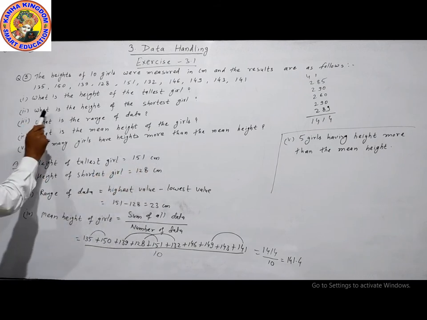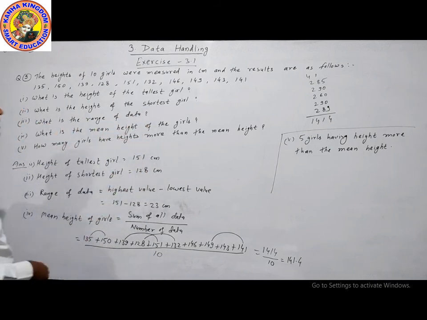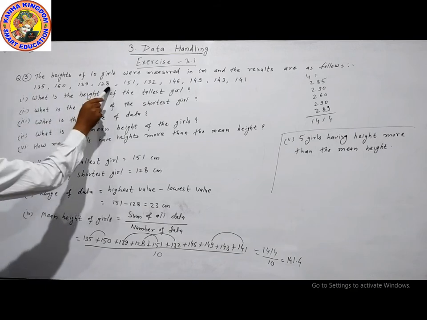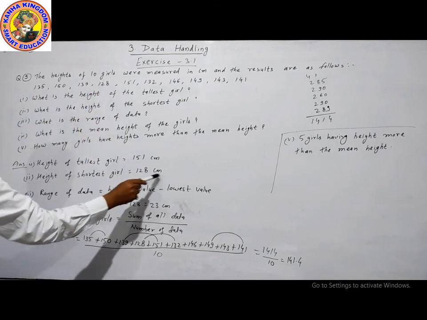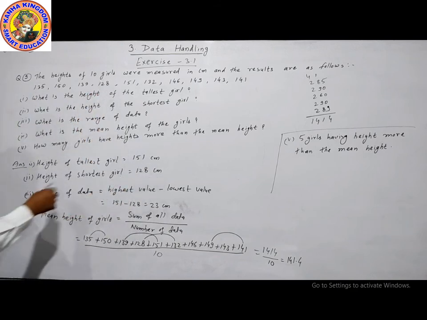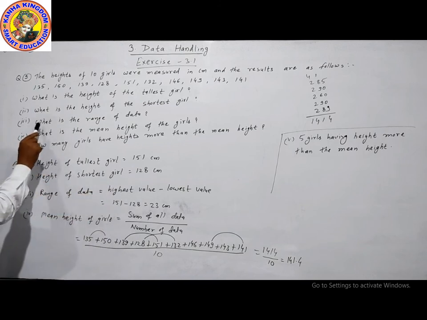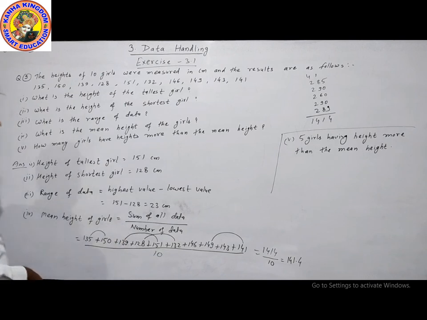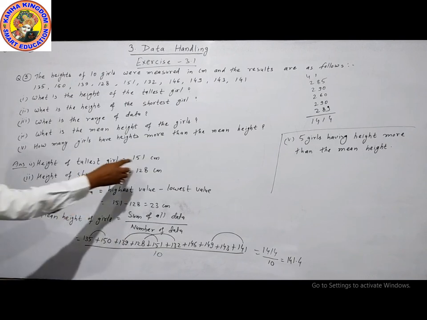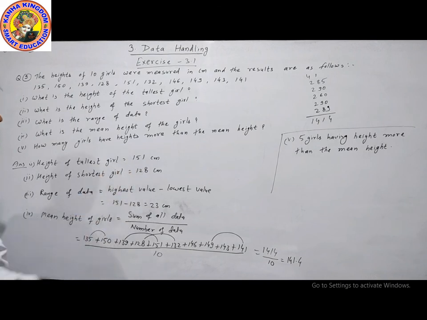Question number 2. What is the height of the shortest girl? The shortest girl's height is 128 centimeter. Now question number 3. What is the range of data? Range of data is equal to highest value minus lowest value. Highest value is 151, lowest is 128. The difference is 23 centimeter.